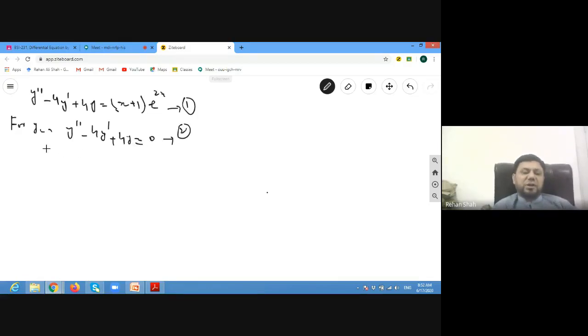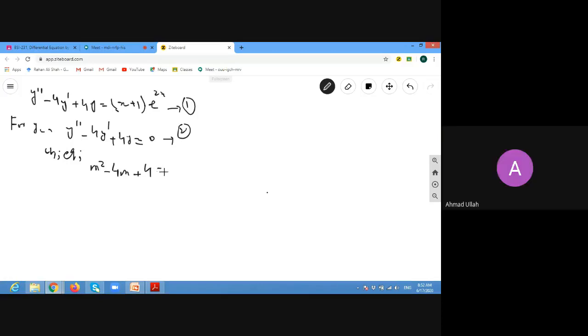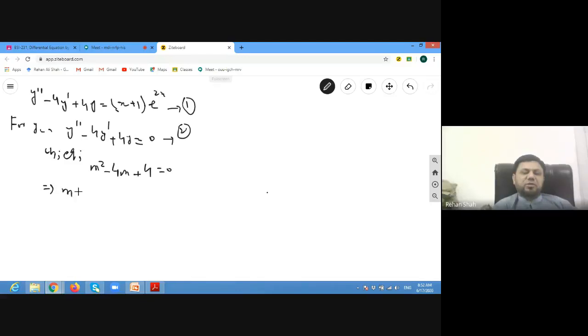What is the characteristic equation? It will be m square minus 4m plus 4 equal to 0. So m is equal to 2 and 2. So what is your yc? If you remember, yc will be c1 e power 2x plus c2 x e power 2x. Is it clear?